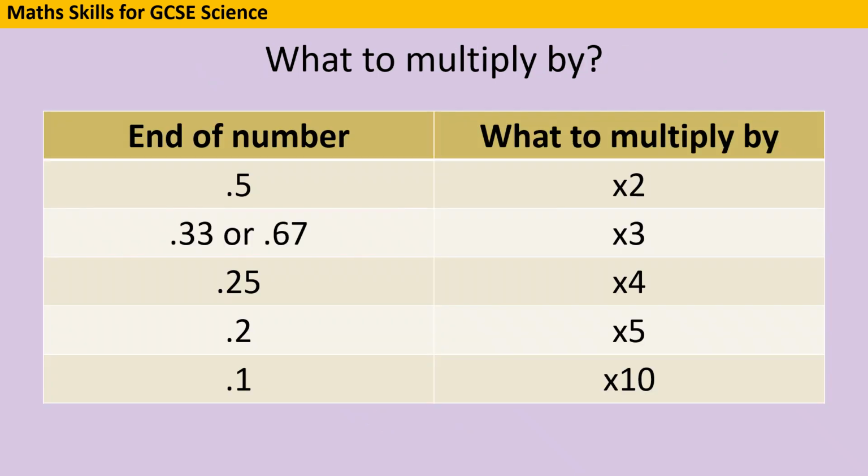Now that sounds pretty complicated, but there are really only 5 decimals that you need to be familiar with and know what to multiply them by. So if you get a ratio where one of the numbers finishes with 0.5, say 1 to 1.5, you're going to double everything. If one of your numbers in the ratio finishes with 0.33 or 0.67, you're going to triple everything. If you've got 0.25, you multiply everything by 4. If you've got 0.2, you multiply everything by 5. And if you've got 0.1, you multiply everything by 10.